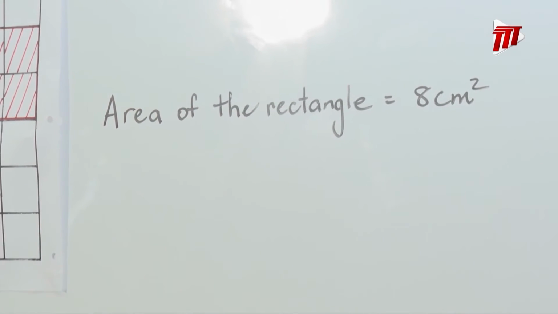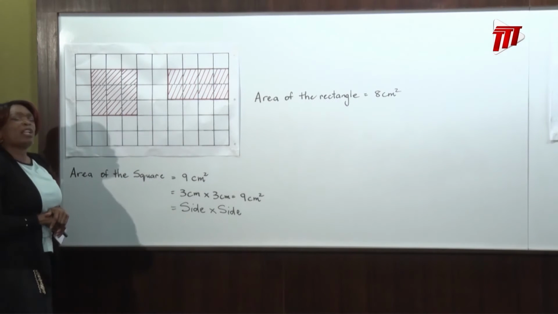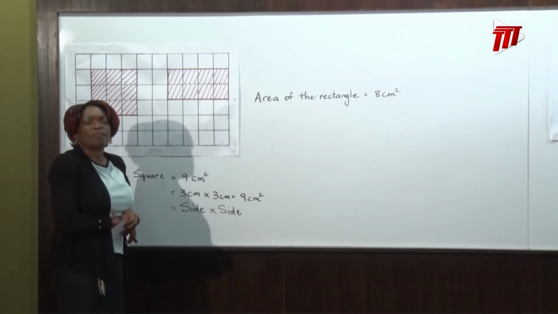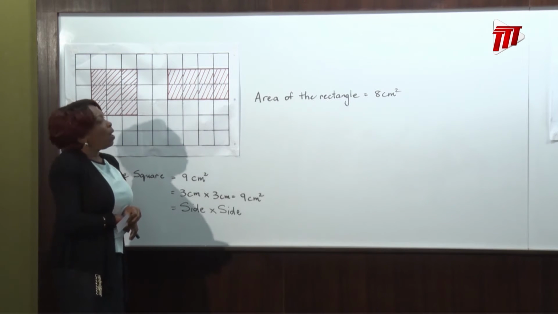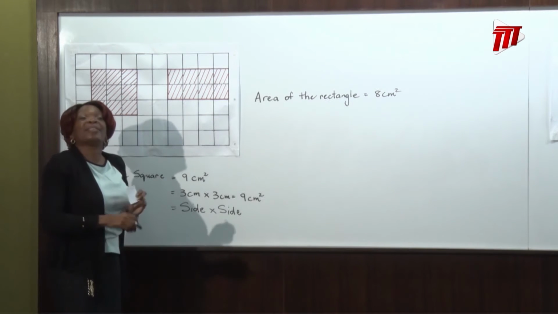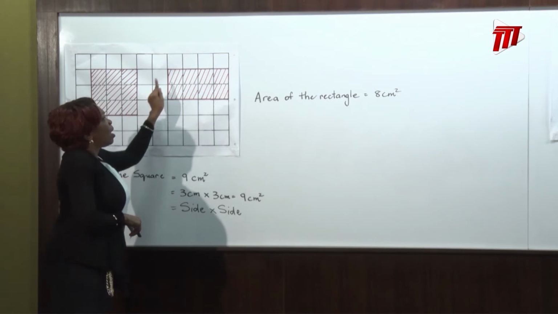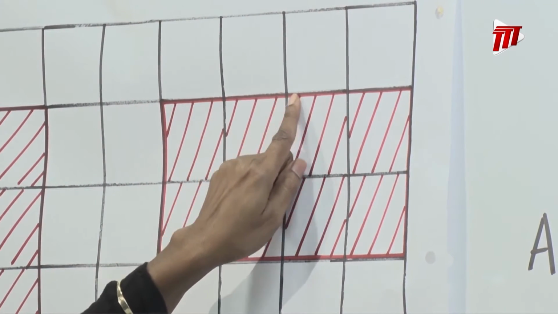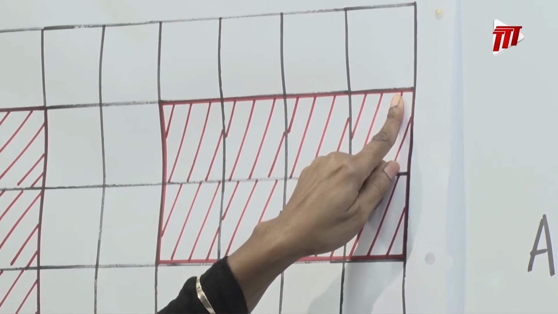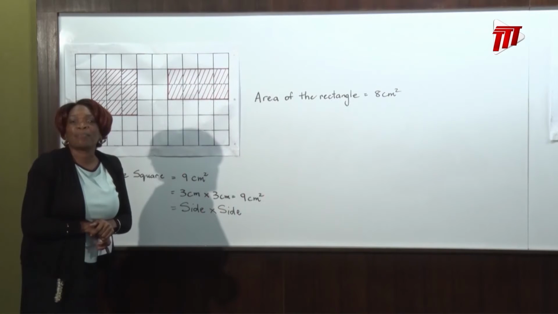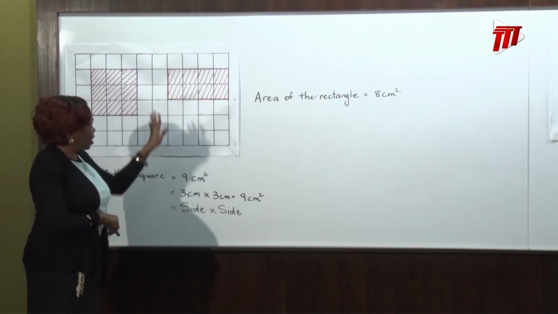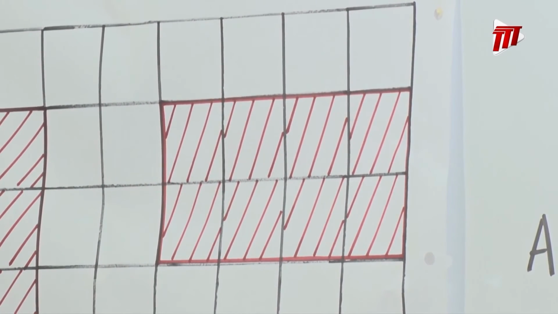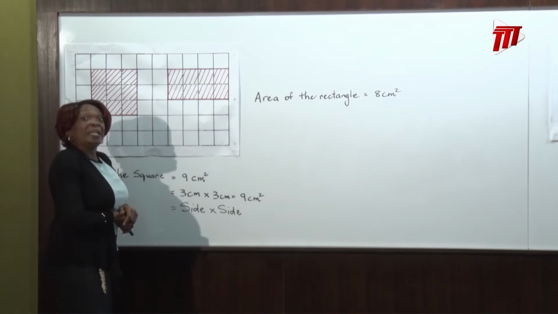Wonderful. Again, similar to the square, can we find that 8 centimeters squared without counting? Let's look and see. What are the dimensions of a rectangle? The length and the breadth. How much is the length? Count with me now. 1, 2, 3, 4 centimeters. What about the breadth? Choose any one. I'll choose this side here. Count with me. 1, 2 centimeters. 4 twos are 8.